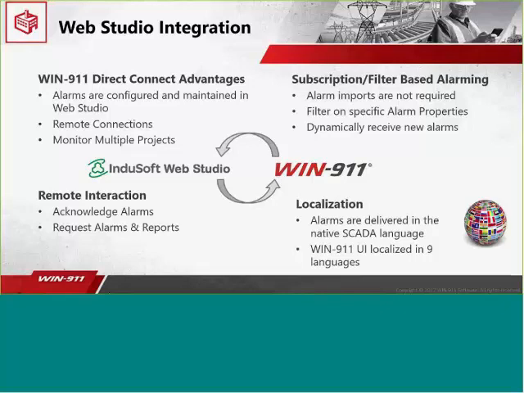Our alarm subscriptions are how we get alarms into WIN911. An alarm subscription is a way for us to subscribe to alarms that have certain criteria or properties. I can create a subscription that says if an alarm belongs to this group, or the alarm has some particular text in its alarm message or alarm name or tag name, then that subscription will bring those alarms in. I'll show you this in the next slide.